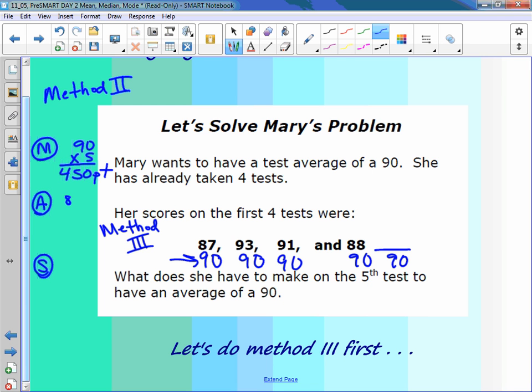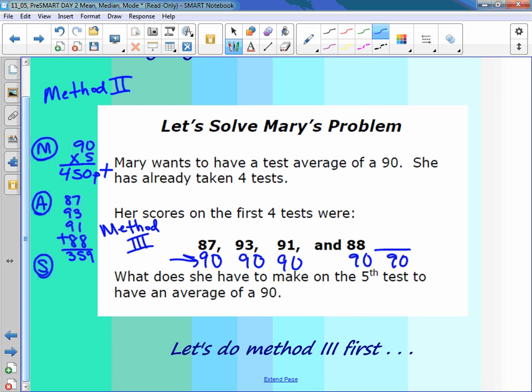Okay. Let's add. What are we adding? We're adding 87 plus 93 plus 91 plus 88 to see how many points we have so far. That's why I don't like method 2, because I don't like adding all those numbers up. But some people do like to add all those numbers up. So 87 plus 93 plus 91 plus 88. So far we have 359 points.